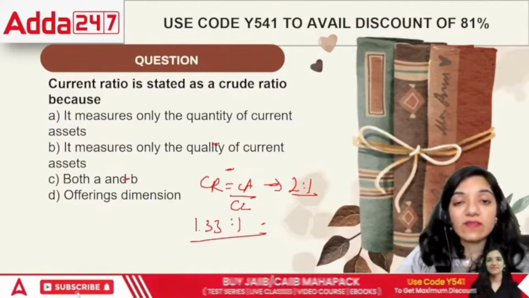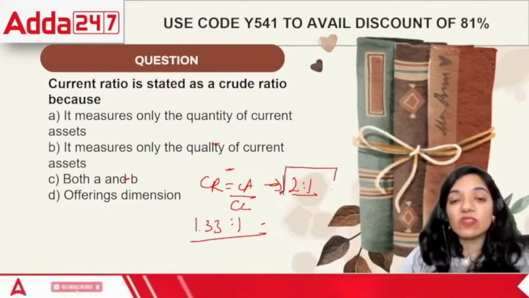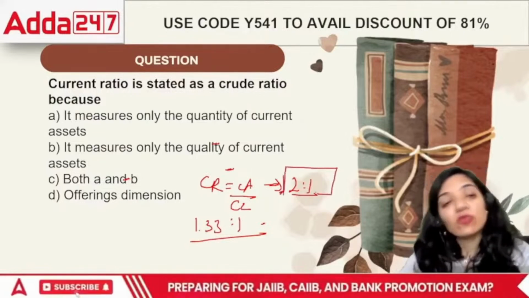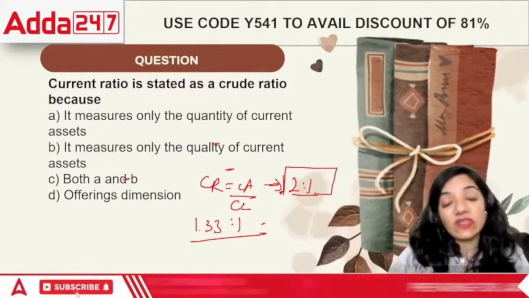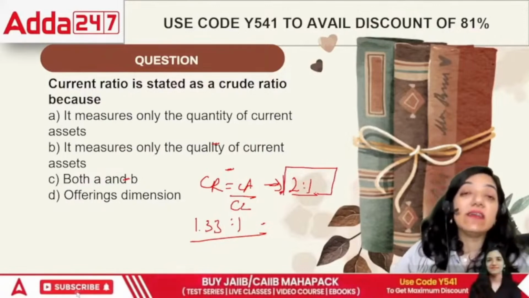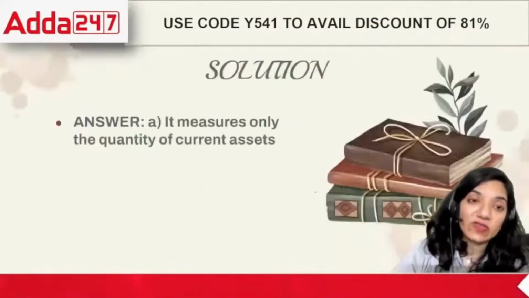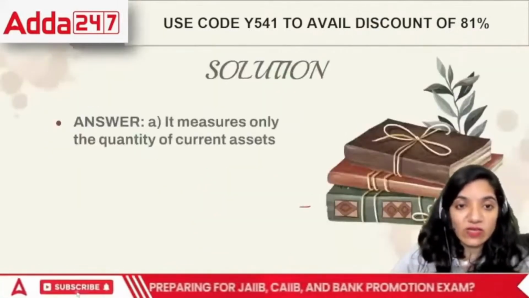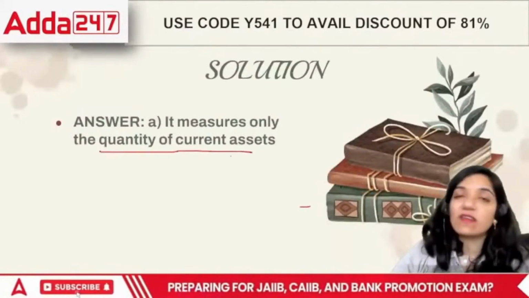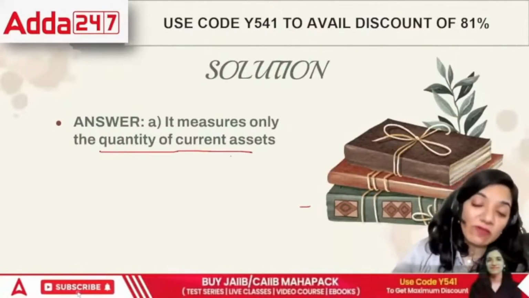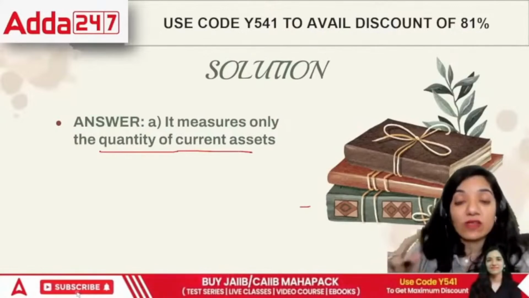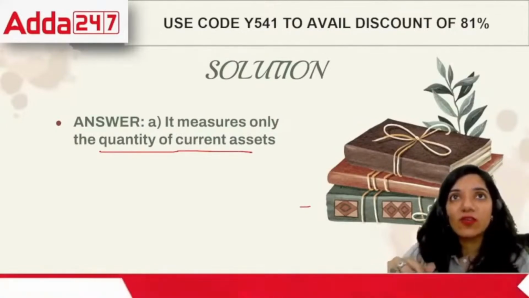So the correct answer, as per the ideal ratio in terms of the books and IIBF and everything else, is 2 is to 1. So current ratio is the ratio where what is the proportion of CA over the CL. So in this case, the correct answer is it measures only the quantity of current assets. It never looks at the quality. This is one of the inherent limitations of accounting itself. It is always looking at the quantity, not the quality.